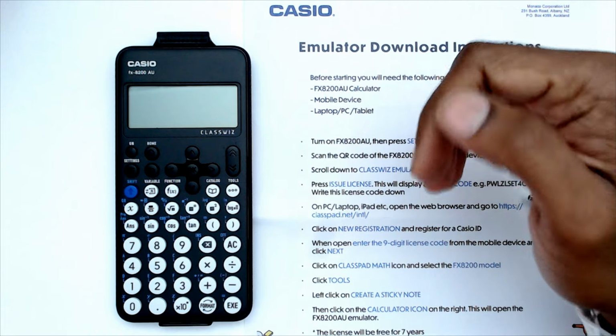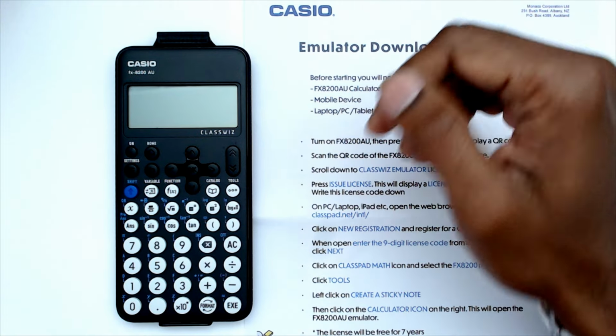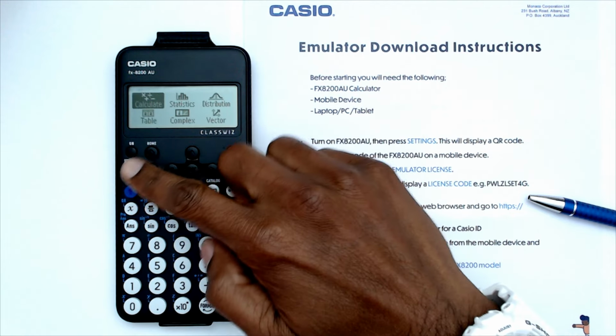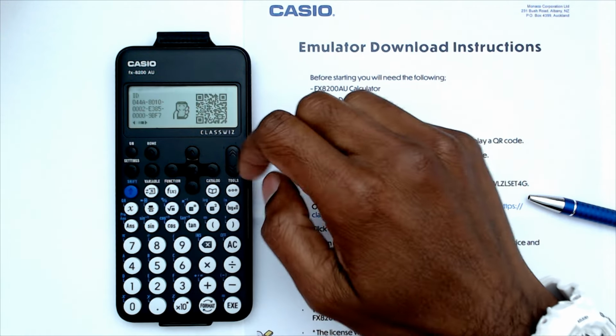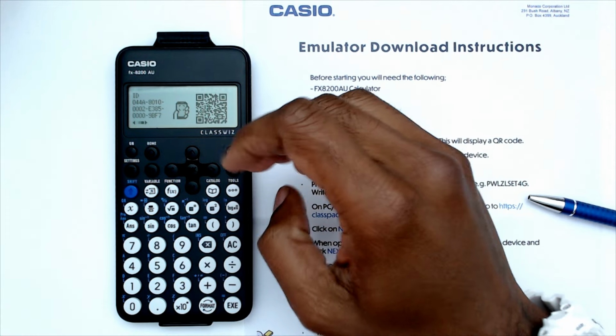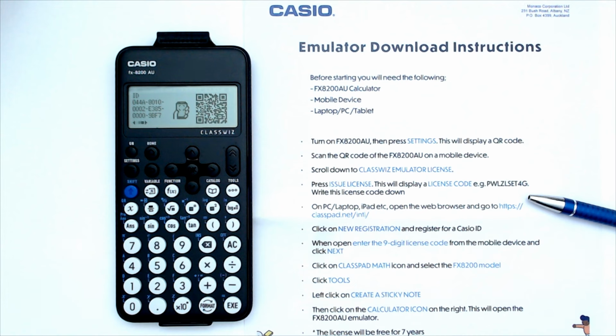Now these instructions do come with your calculator, so let's go through them one at a time here. The first thing we're going to do is turn the calculator on and go into settings. At this point, you're going to get a QR code, and what you'd need to do is scan the QR code using your mobile phone. Once you have the QR code, open up a QR code reader on your cell phone.